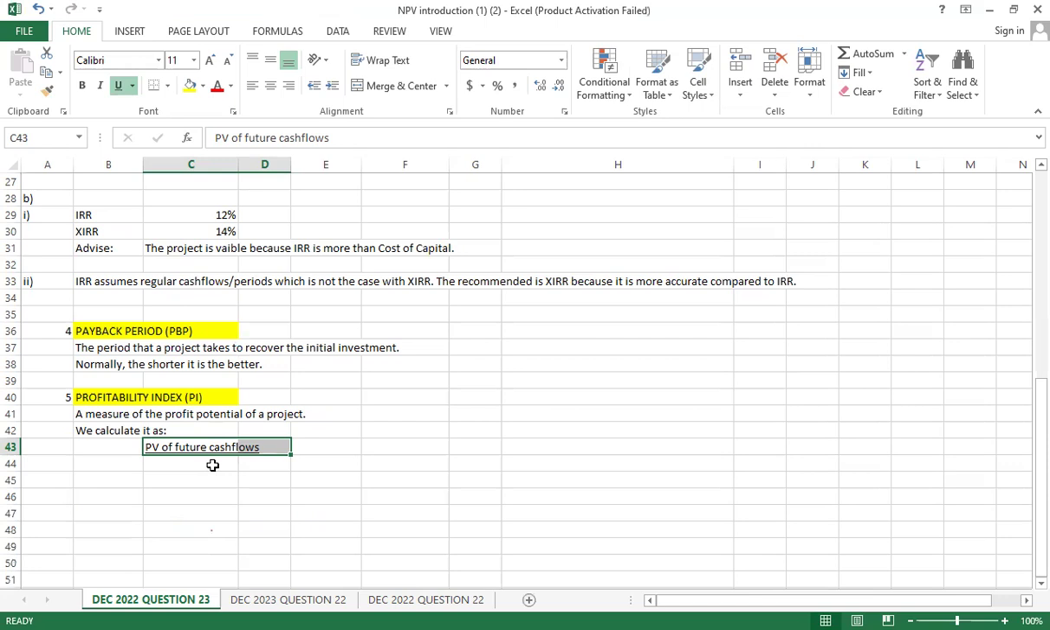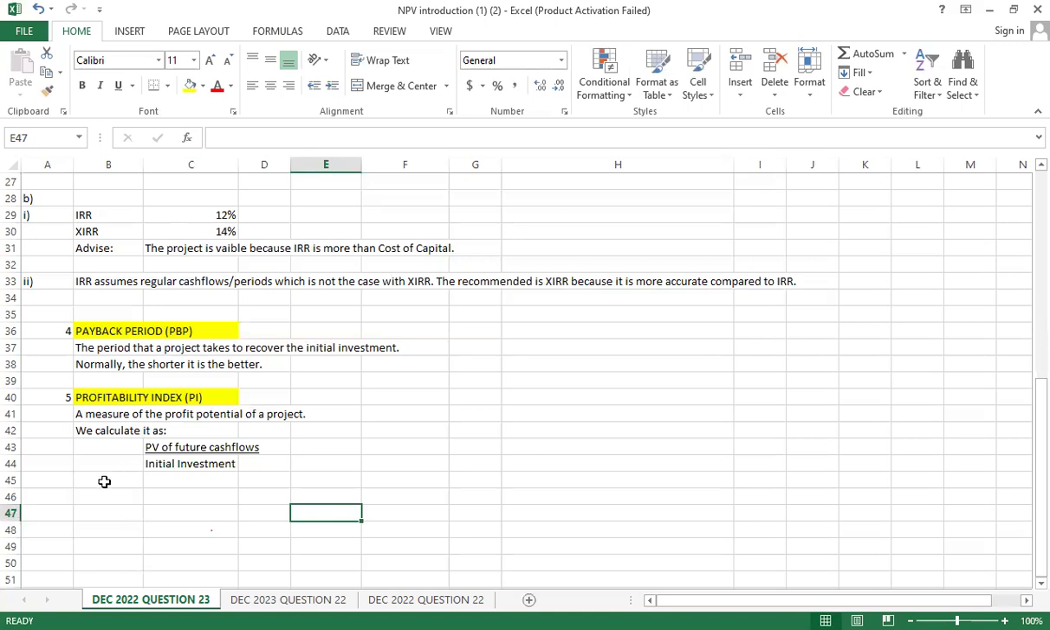All right, so you divide that by the initial investment. So that's how you compute it. What is the present value of the future cash flows? Divide that by what you have invested initially.